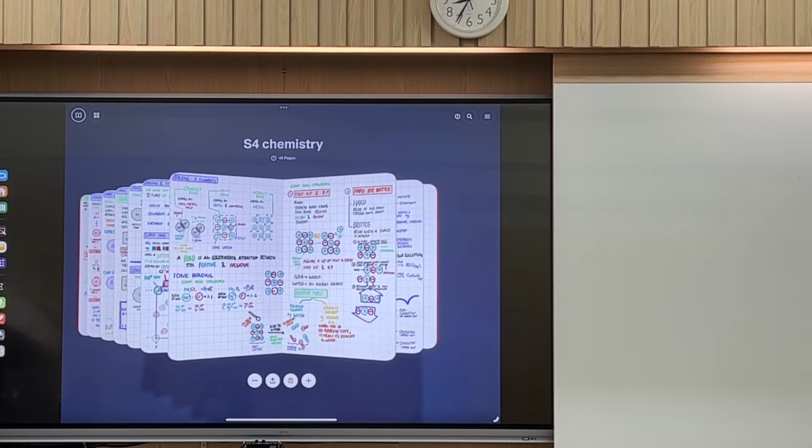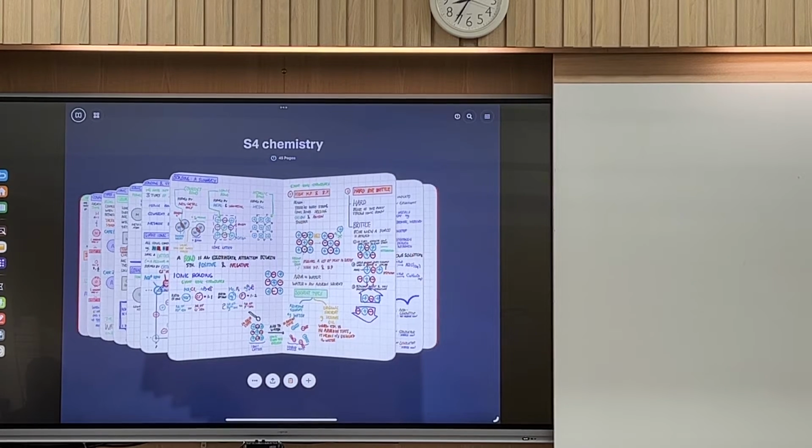If you haven't got your worksheet, you can come over here and collect it, because there is one that doesn't have a name on it.